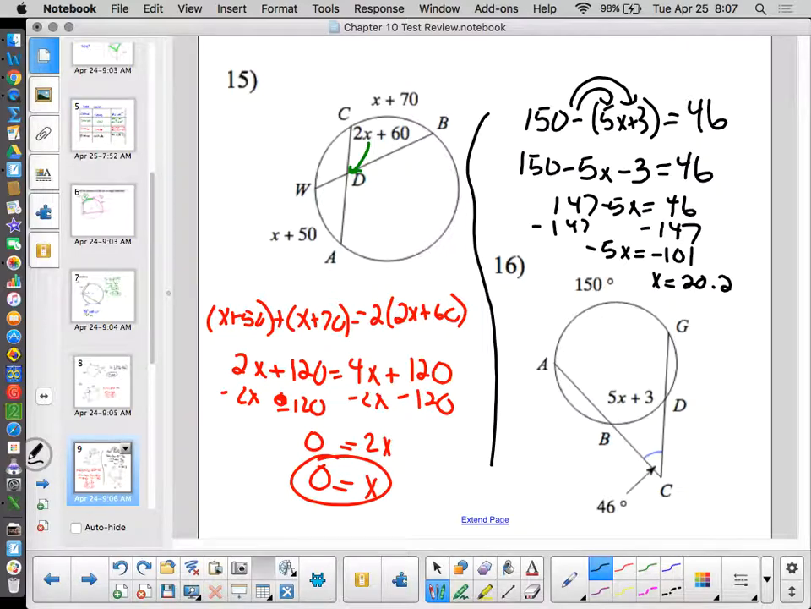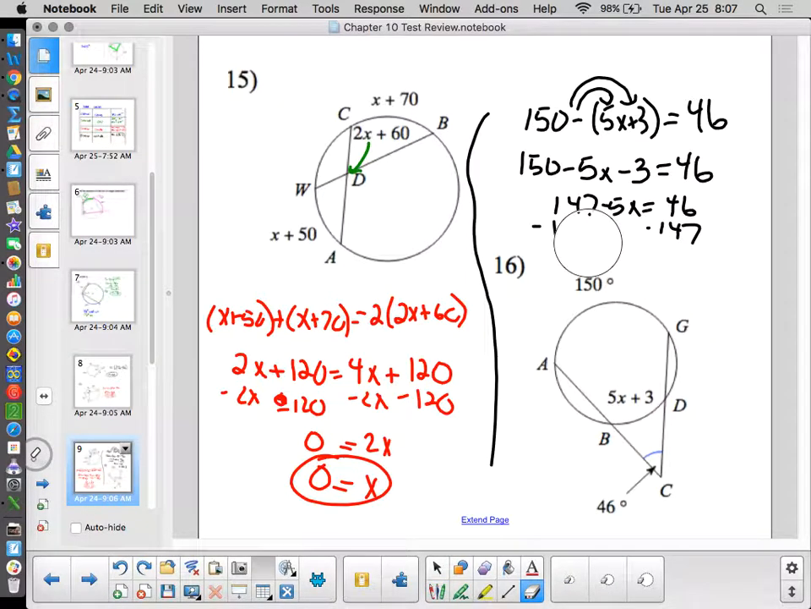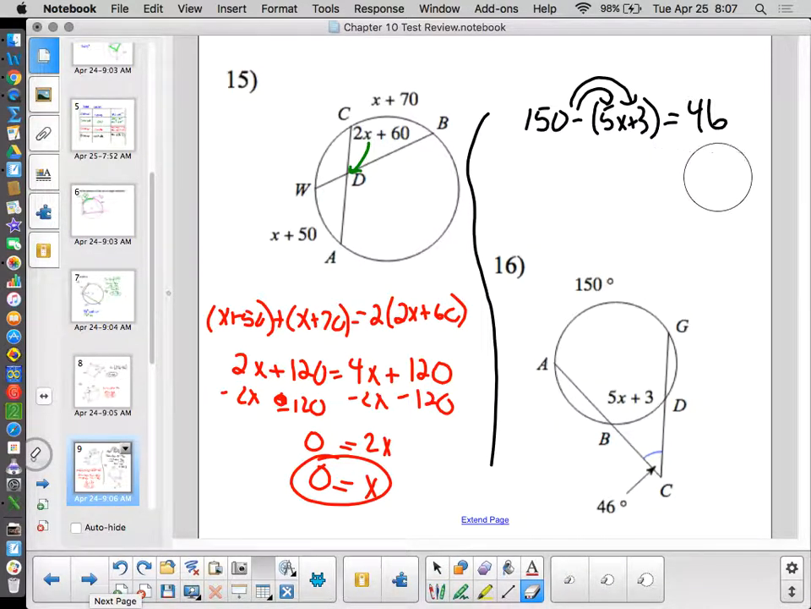No, it's 11. What did I do? I forgot to divide by 2. Oh, I knew something was wrong. That answer didn't make sense to me.